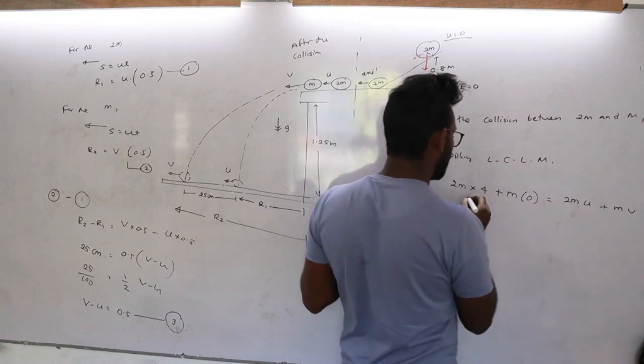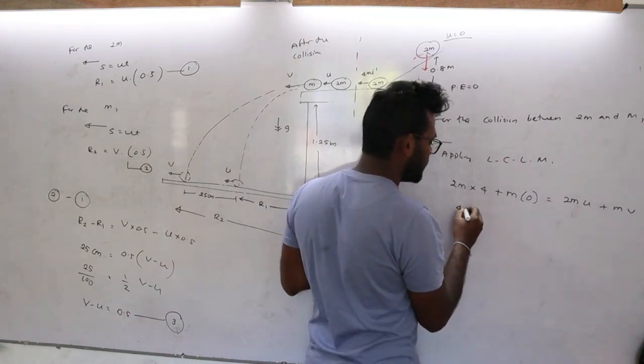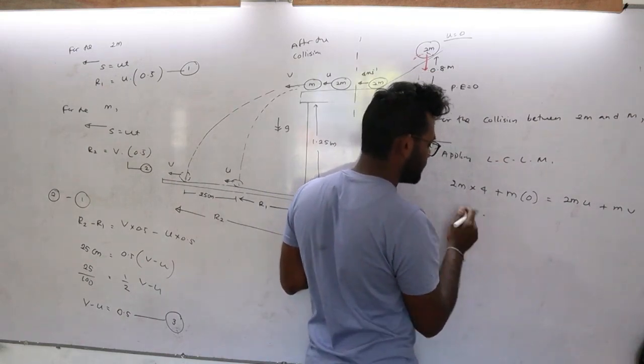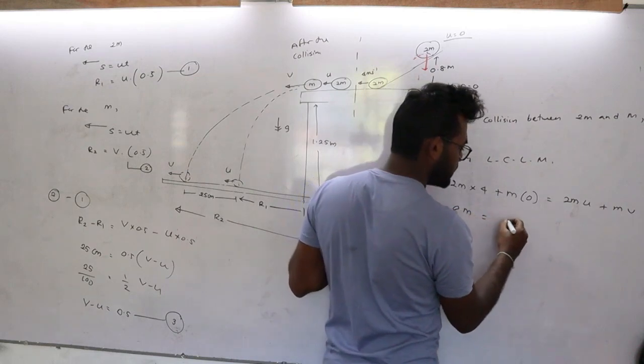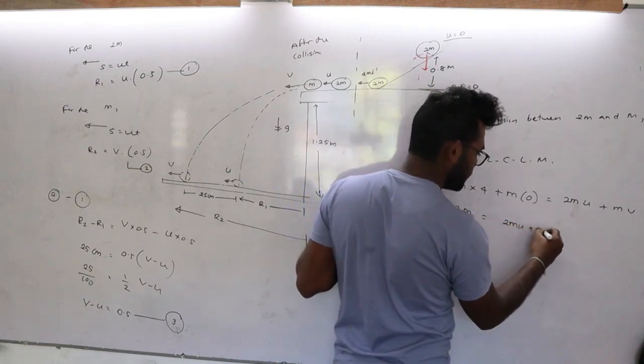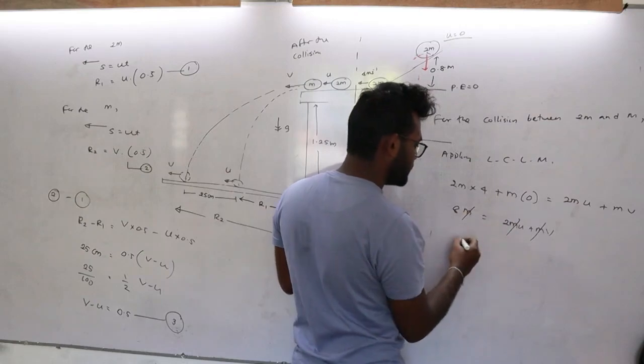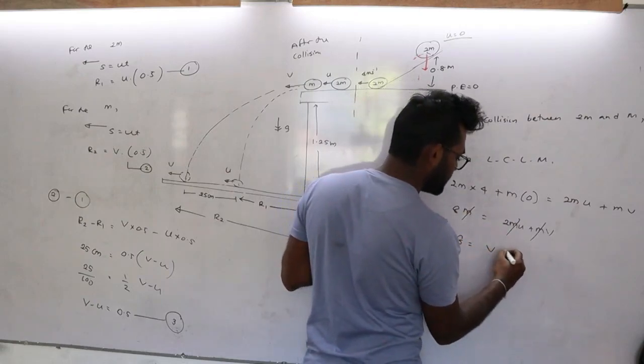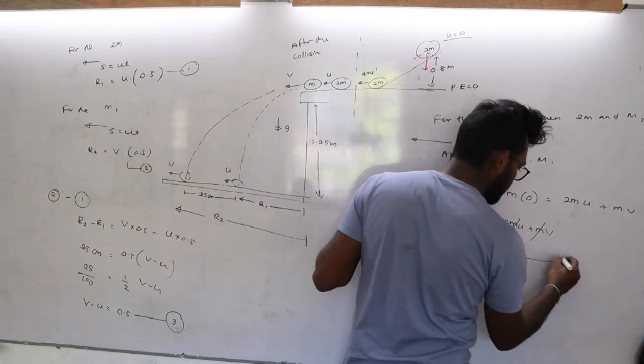Okay, so this is 8m equals 2mu plus mv. The m's are cancelling off, so 8 equals v plus u. This is the fourth equation.